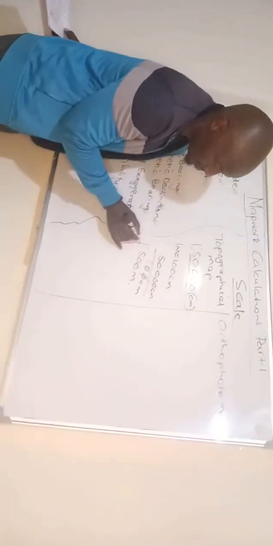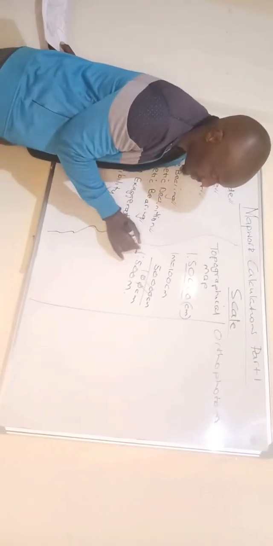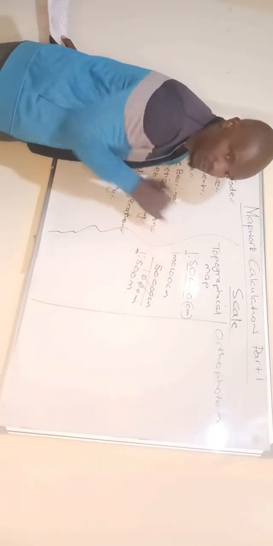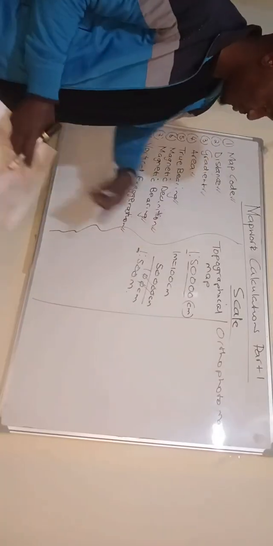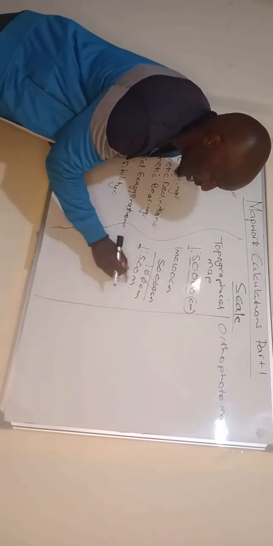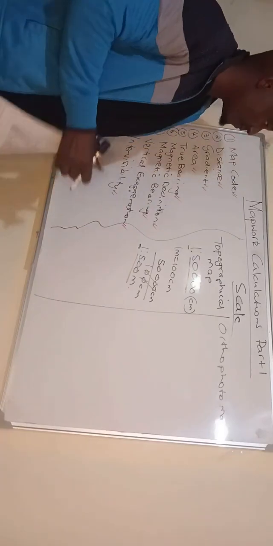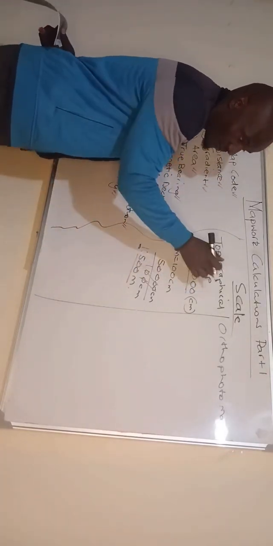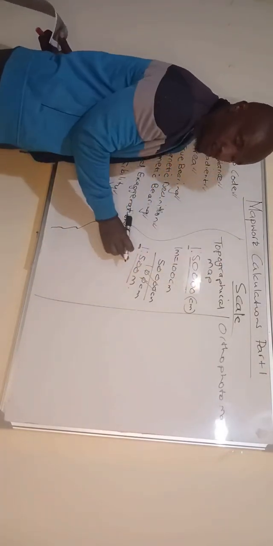1:500 meters. So what we have changed, the distance on the map still remains in centimeters. What is only changing is the actual distance. So here we have the same scale for our topographical map, but here we have converted it to meters.